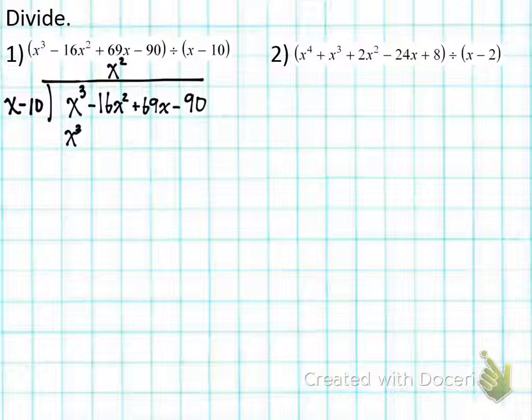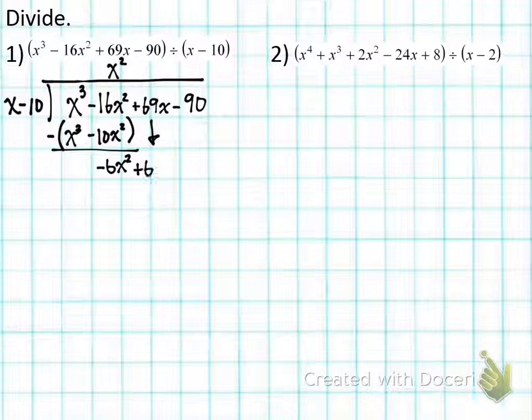And then I do this again. x squared times negative 10 is negative 10x squared. Okay, and then I have to be really careful. Then I put parentheses around my answer, put a subtraction sign, and I subtract this very carefully. x cubed minus x cubed cancels out. Okay, negative 16x squared minus negative 10x squared is negative 6x squared. Okay, then I bring down the next term, which is the plus 69x.